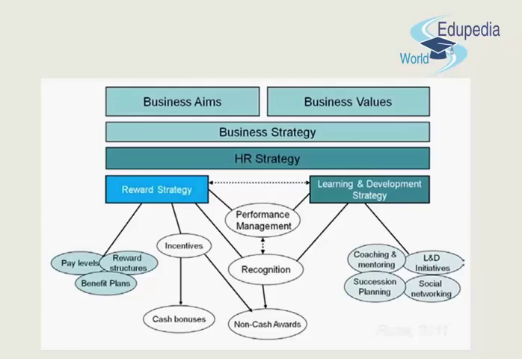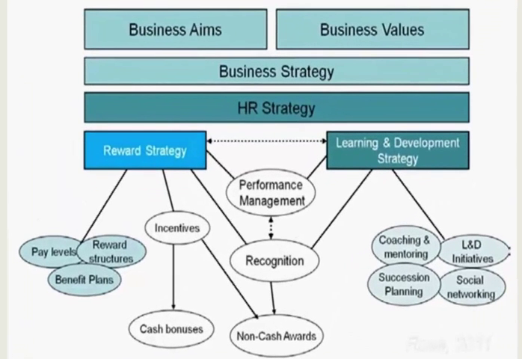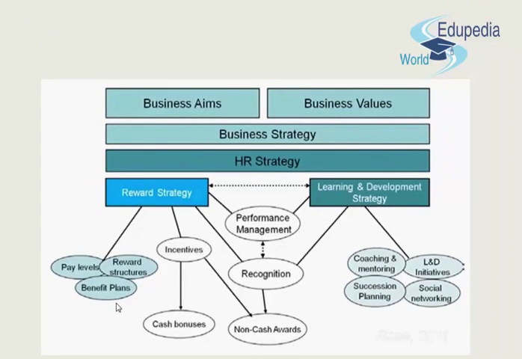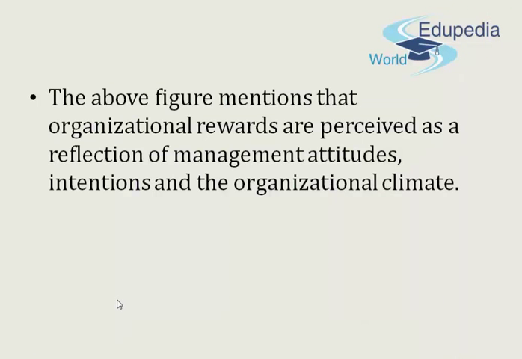For this reason, it is imperative that managers understand the power of reward systems and how they are used to influence employee behavior. In this diagram, we can see that learning and development strategy and reward strategy are linked to the HR strategy, which becomes part of the business strategy. Now, it is very evident that reward strategy is a reflection of the attitude and the intention of management towards their employees.